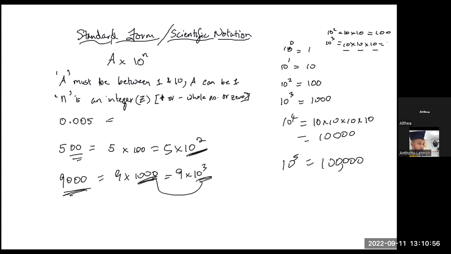So this 10 to the third is the same thing as 1,000. This 10 to the second power is the same thing as 100. So I want you to see the link between them, right? Yes, I'm seeing the link actually.